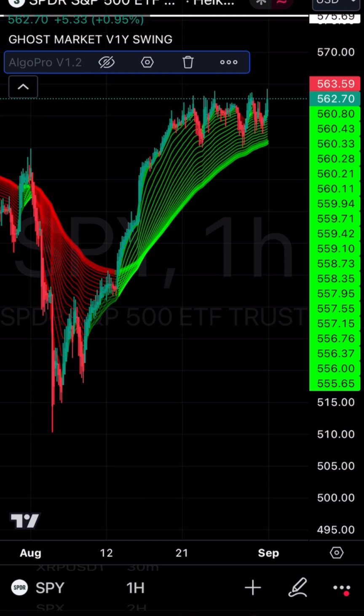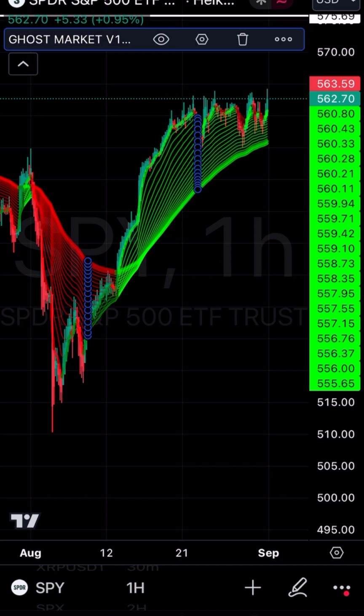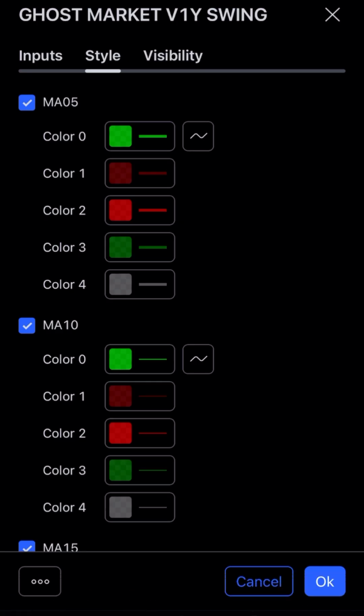Okay, so if you get Ghost Market Pro, you only need one indicator here. Now it's up to you guys whether you want to work with any other indicators, but I want to go over the swing. Basically, if you get the swing on Ghost Market Pro, you just load up the Ghost Market Pro swing. That's one indicator.